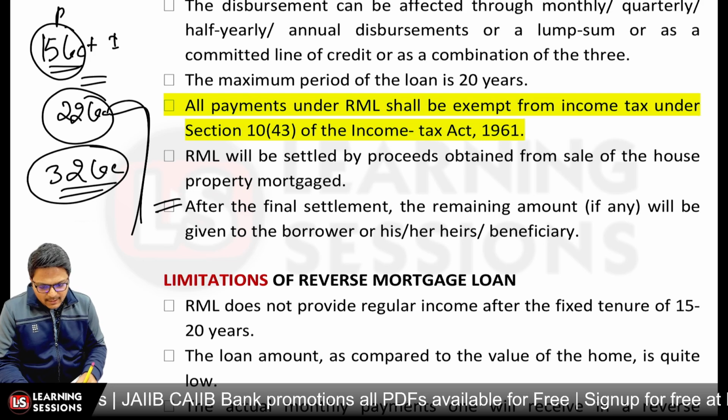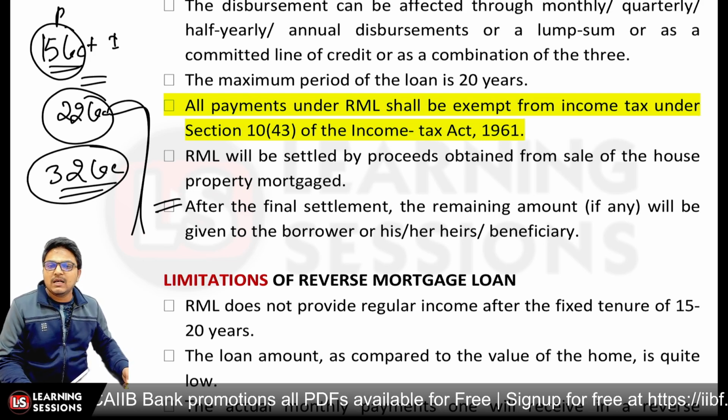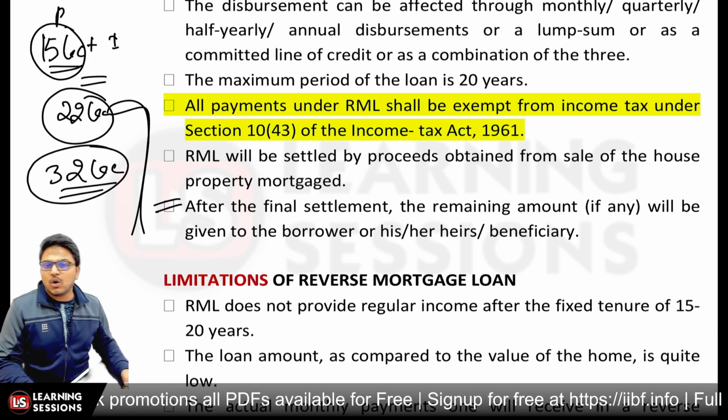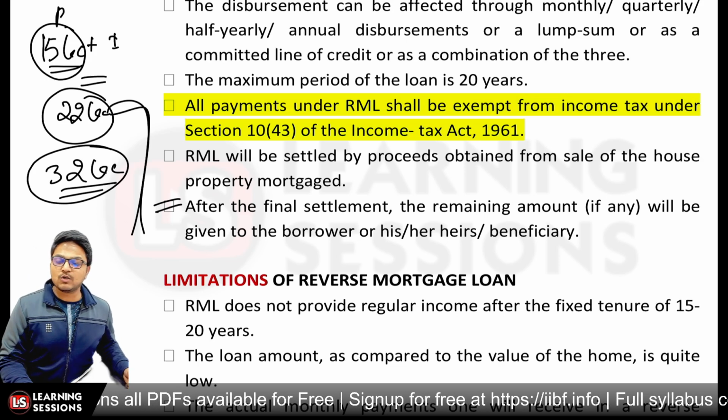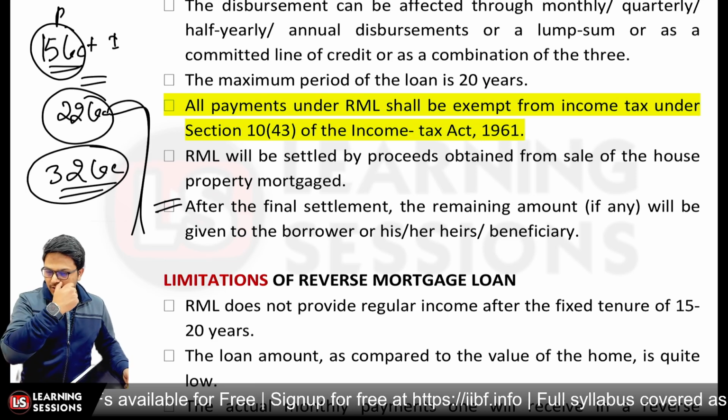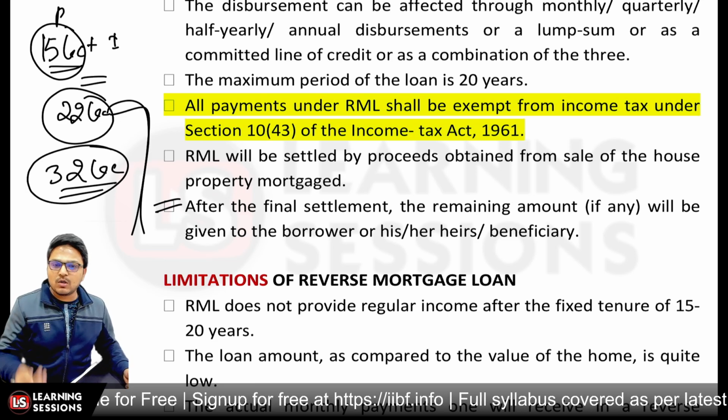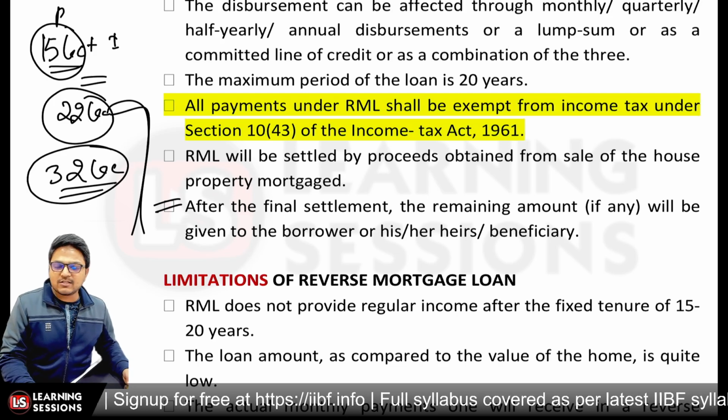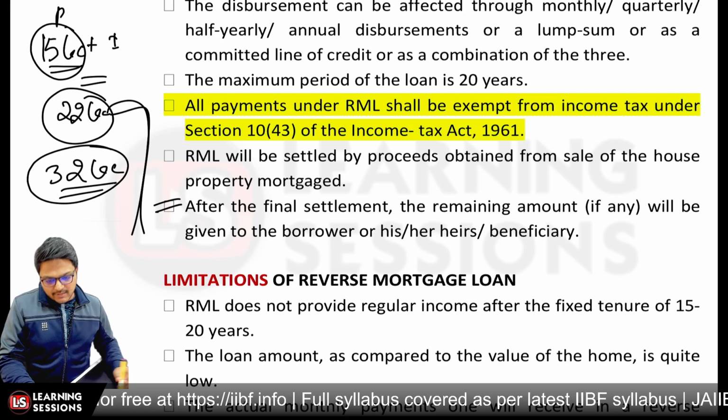Now that amount will be paid to the legal heirs of the borrower or to the beneficiary, or particularly, let's say, to the spouse. It may also be the case that if the borrower has moved to some new house and the house is sold, it may also be paid to the beneficiary, right? Now what are the limitations?